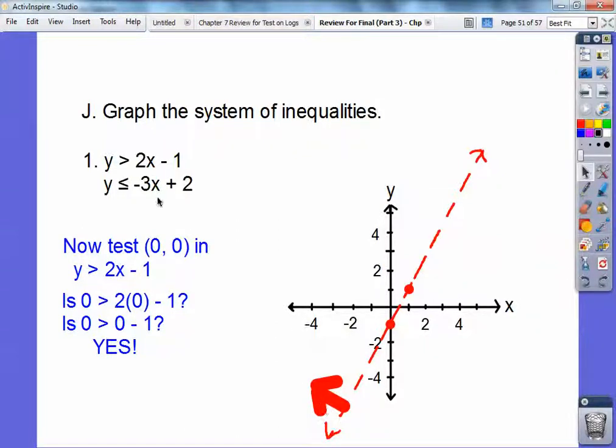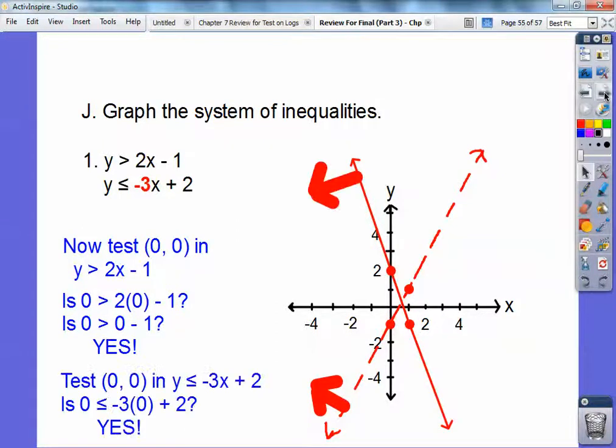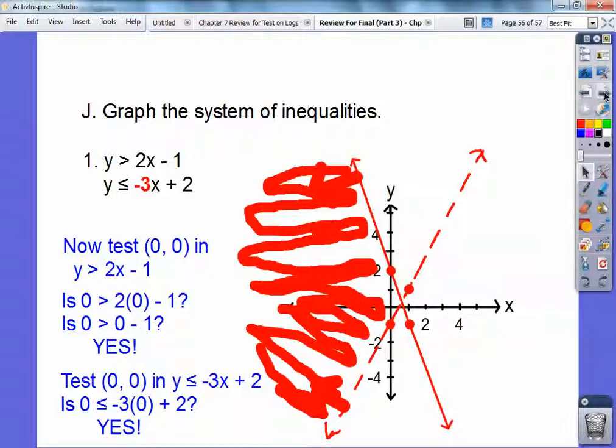I want to graph this line also, and find out what side to shade that one on. Then where they overlap, that's my answer. So here we go. I'm going to do the same thing. There's my plus 2. Now I'm going to go down 3, to the right 1. So I went down 3, to the right 1. This one's a solid line, so I'm going to connect those up. Test (0, 0) again. That was another yes. So it's that little piece of pie right there.